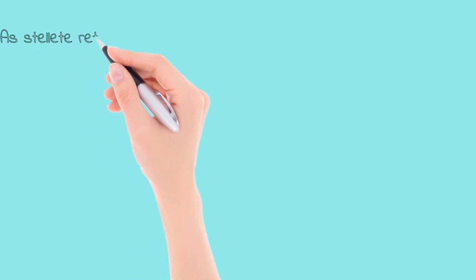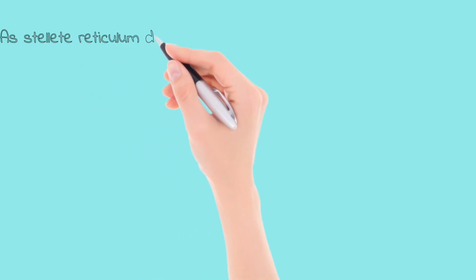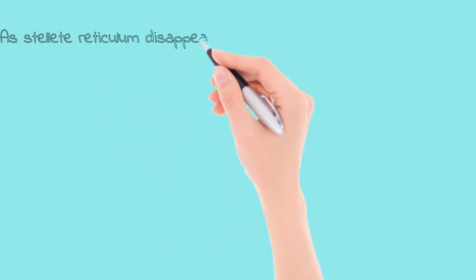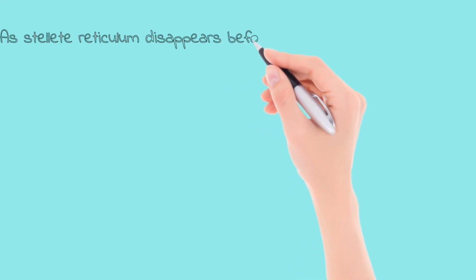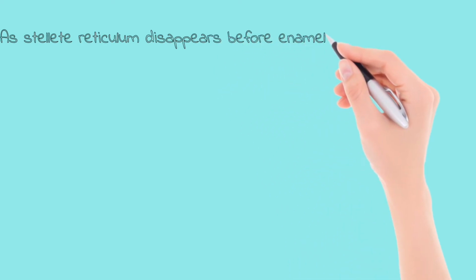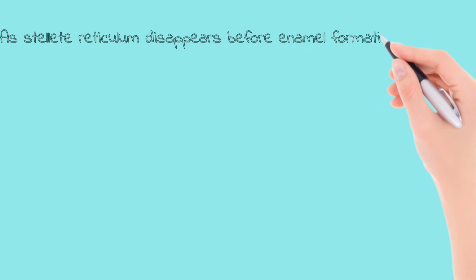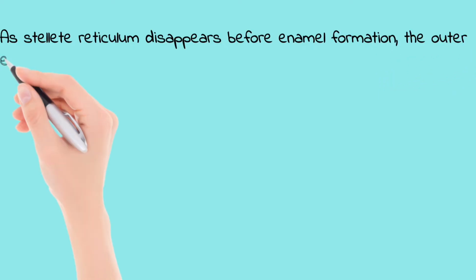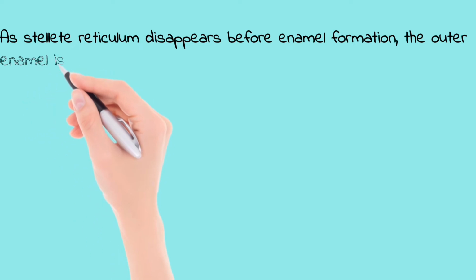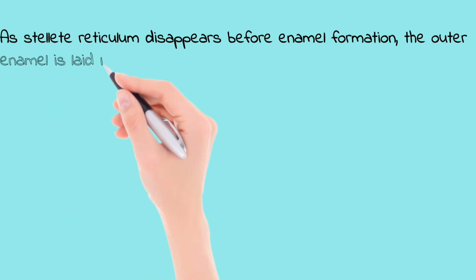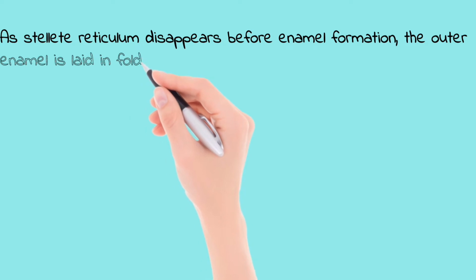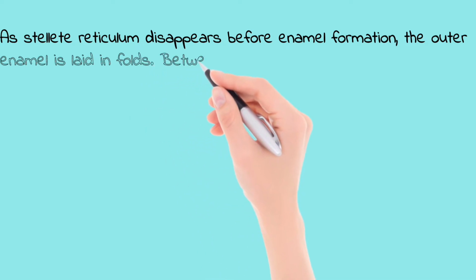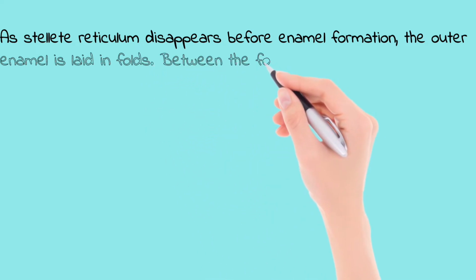Now the question is, what happens as the stellate reticulum disappears before the enamel formation? The outer enamel epithelium is laid in folds. The folds help in bringing in the capillary loops, and these capillary loops provide the nutrition for the intense metabolic activity of the avascular enamel organ.